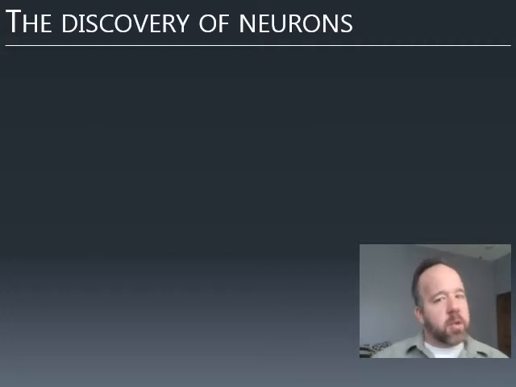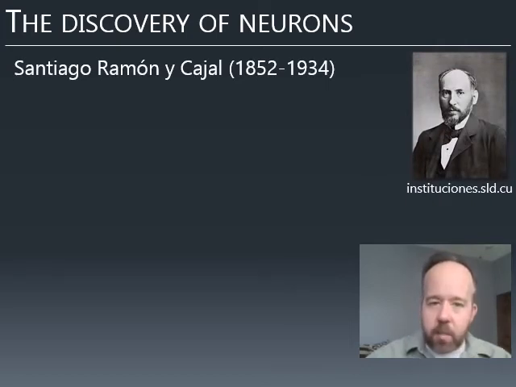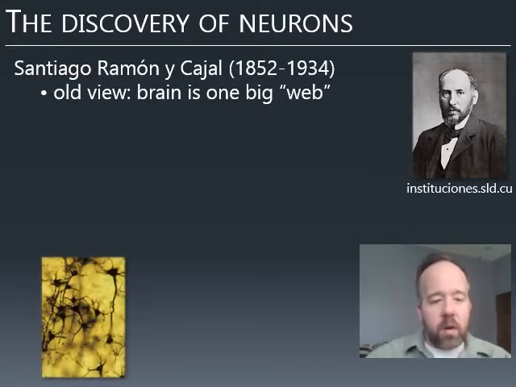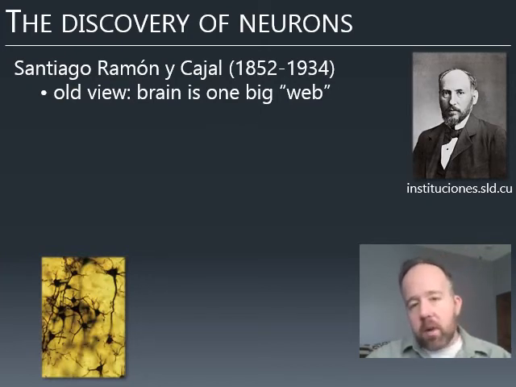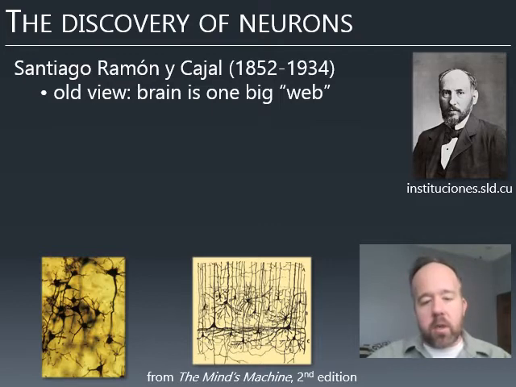Okay, so of course at first we had no idea that neurons existed. And it wasn't until a Spanish scientist named Santiago Ramon y Cajal discovered that the old view of the brain was inaccurate. It used to be thought that the brain is sort of one big web of tissue. It's one interconnected mass. And while there are connections between parts of the brain, what Ramon y Cajal discovered when he looked at images like this of individual brain cells by staining them, he discovered that the brain is composed of discrete cells. He did some drawings like this one, and these were the first drawings of brain cells.